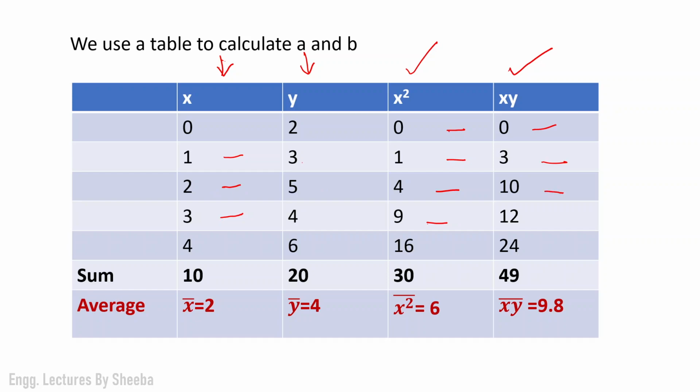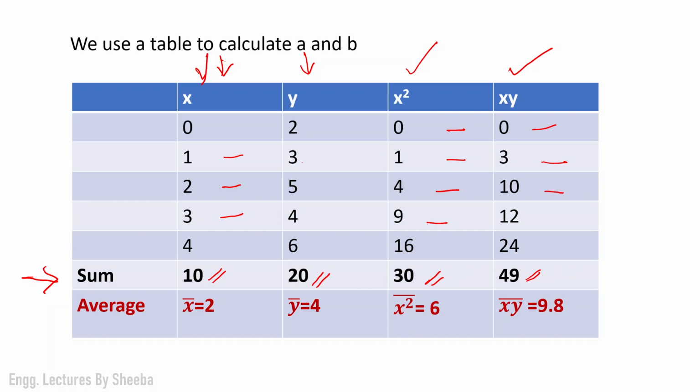Once you complete these values, you create a row with the sum. For the first column you take the sum of all the values. What is that sum? 0 plus 1 plus 2 plus 3 plus 4. So you got the value as 10 here. Similarly, the sum of y, you got it as 20. Then the sum of x square, that is 0 plus 1 plus 4 and so on, you got it as 30 here. What is the last column? xy. Take the sum of this xy. You got it as 49. So you got the sum of all these values.